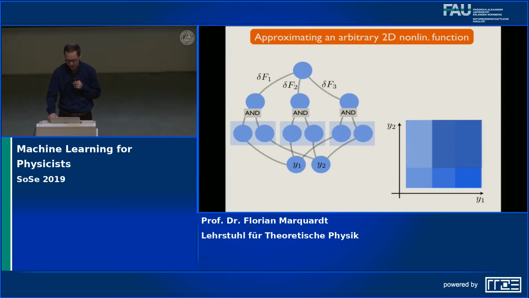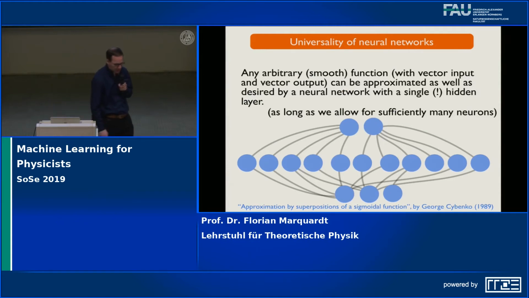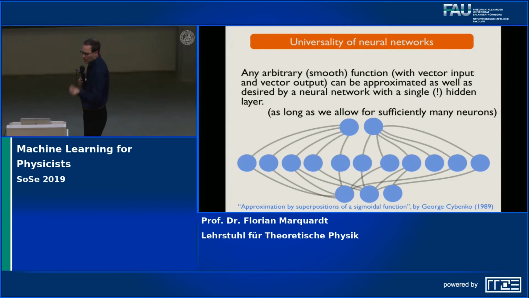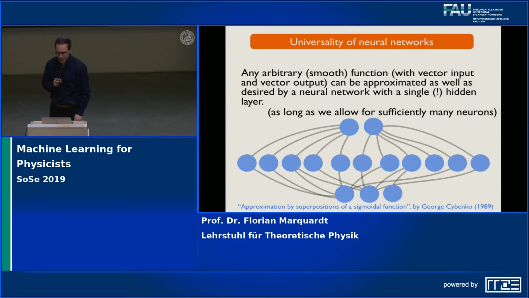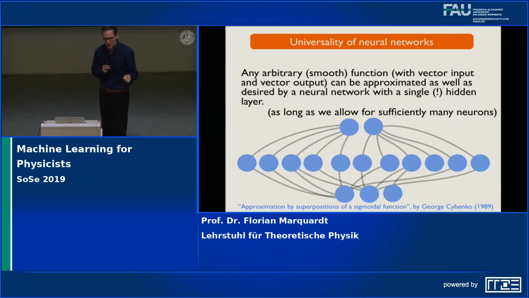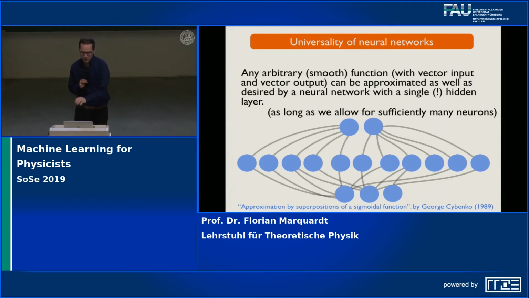Okay, so there's actually a theorem that tells us: you give me an arbitrary but maybe smooth function of arbitrarily many coordinates for input that produces a vector valued output, maybe, so not only one scalar value but multiple values. And then if I have a neural network with sufficiently many neurons in a single hidden layer, it's already able to approximate this arbitrarily well. If you want a better level of approximation, of course, you have to use more neurons in the hidden layer. So that's a mathematical theorem.